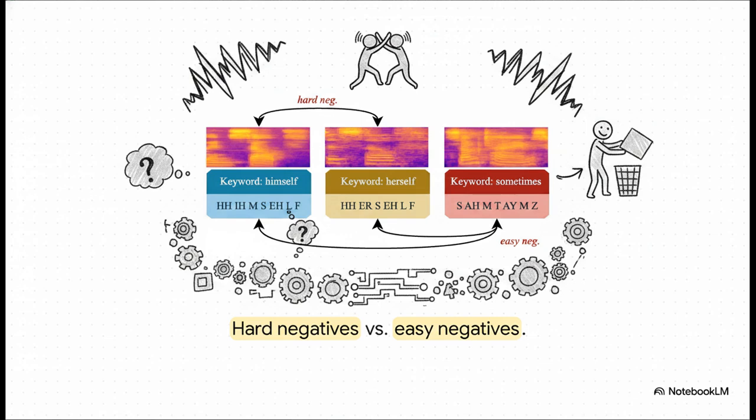Notice the top two, himself versus herself. These are what we call hard negatives, because to a machine, their acoustic footprints look almost identical. Traditional custom systems fail here constantly. An easy negative, like the word sometimes at the bottom, looks completely different and is super easy to ignore.